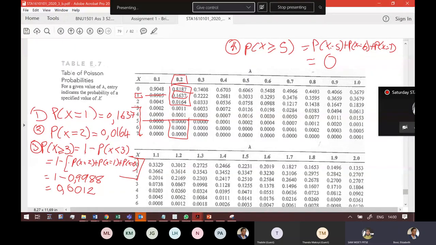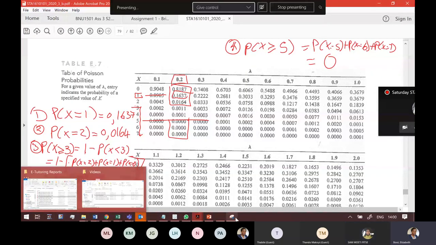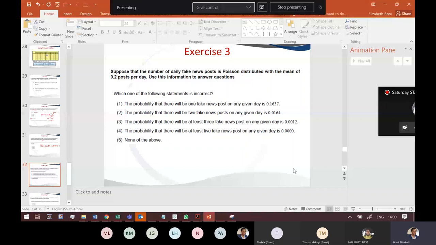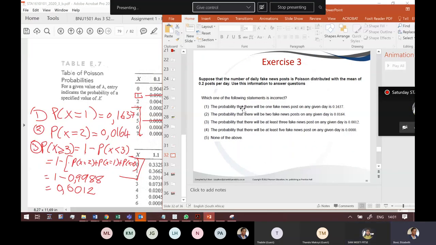So if we go back to our question and see which one is the correct one or the incorrect one. We can assume which one is the incorrect one, because if I put this side by side, number one, the probability that there will be one fake is X equals 1. So we can see that that was the correct one. The probability that X equals 2 is 0.0164. That is the correct one. The probability that at least 3 will be fake, that is the correct one.